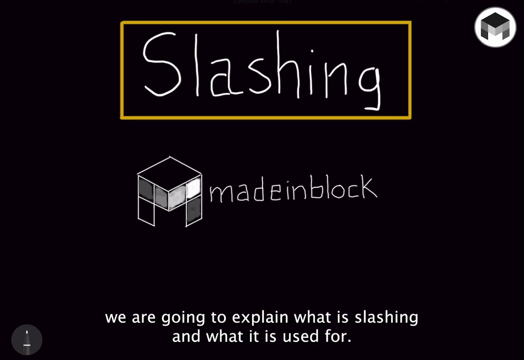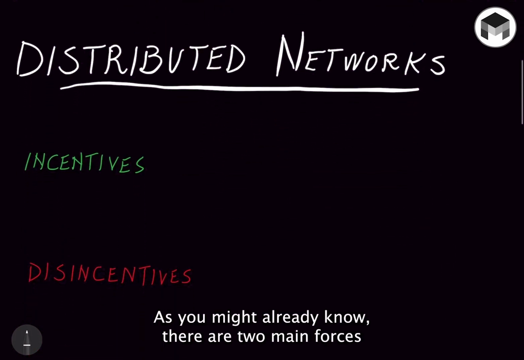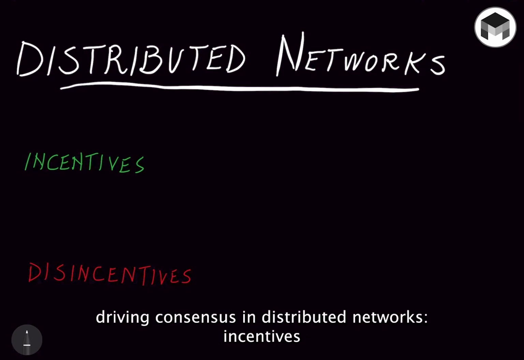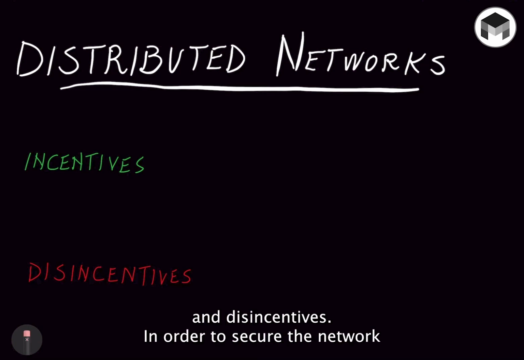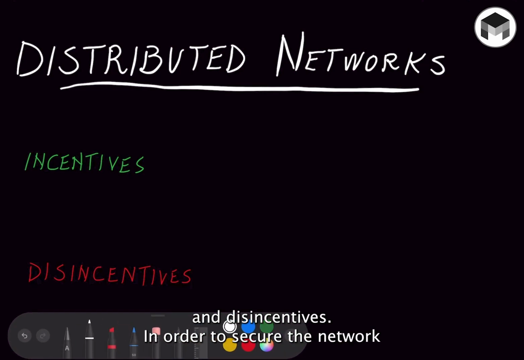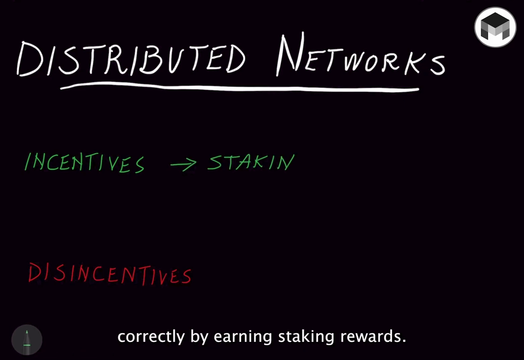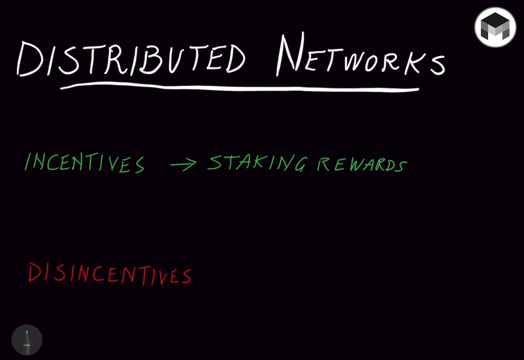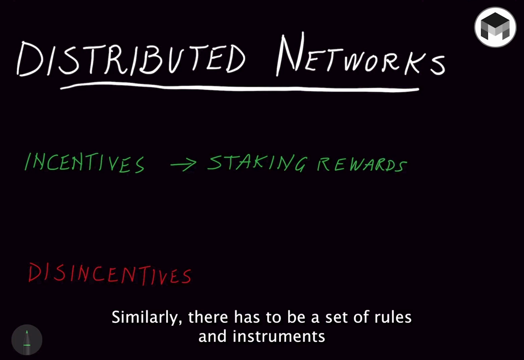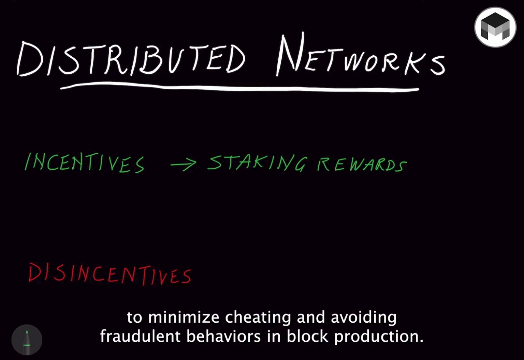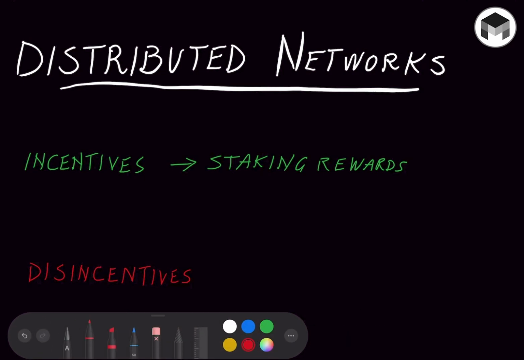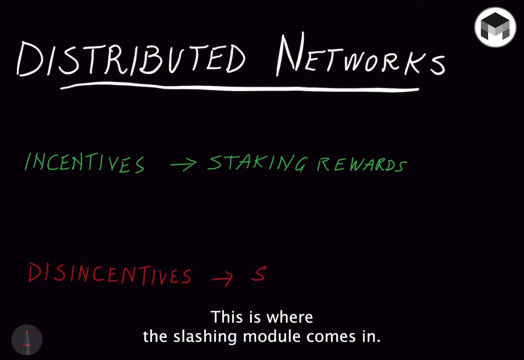In this video, we are going to explain what slashing is and what it is used for. As you might already know, there are two main forces driving consensus in distributed networks: incentives and disincentives. In order to secure the network, all validators are incentivized to behave correctly by earning staking rewards. Similarly, there has to be a set of rules and instruments to minimize cheating and avoid fraudulent behaviors in block production. This is where the slashing module comes in.